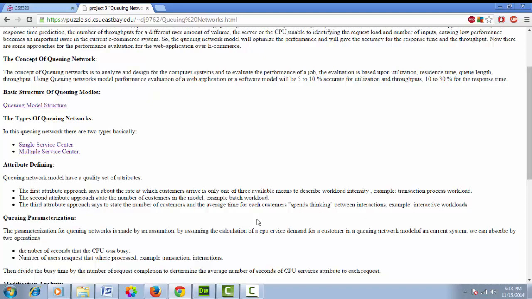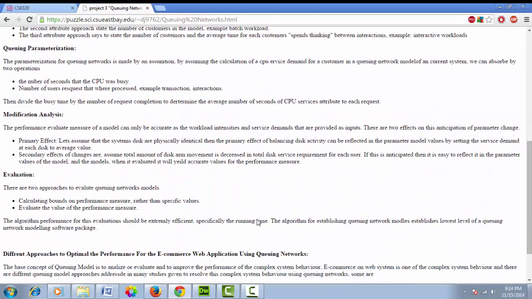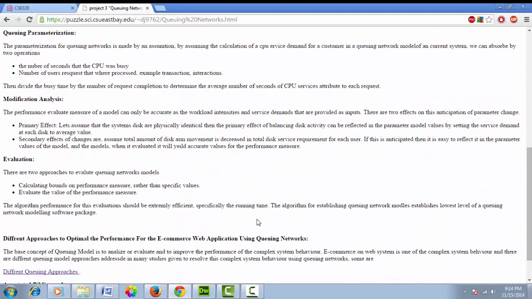One is the number of seconds that the CPU was busy, and two is the number of user requests that were processed. For example: transactions, interactions, or jobs. Then divide the busy time by the number of request completions to determine the average number of seconds of CPU service attributed to each request. Modification analysis: you have two effects, one primary and one secondary. Based upon these effects, the parameters are implemented or changed.